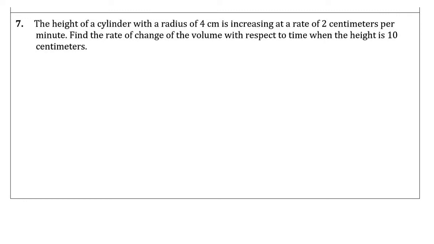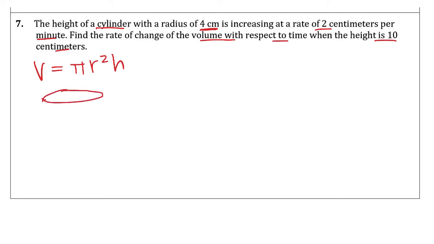All right, number 7, glancing through the problem, you're talking about a cylinder. So we need the volume formula for a cylinder, which is pi r squared h. And something to note here with the cylinder. So it wants to know that the radius is 4 centimeters, is increasing at a rate of 2 centimeters per minute. So find the rate at which the volume with respect to time is changing when the height is 10 centimeters. So what we have is a cylinder.